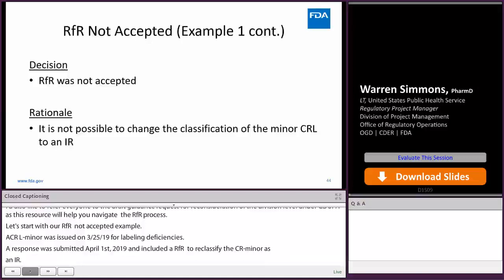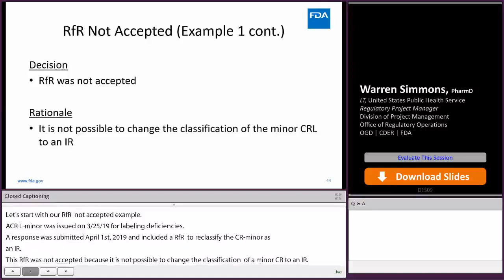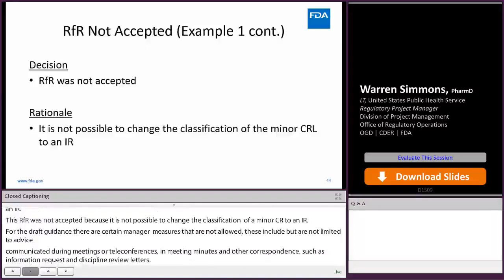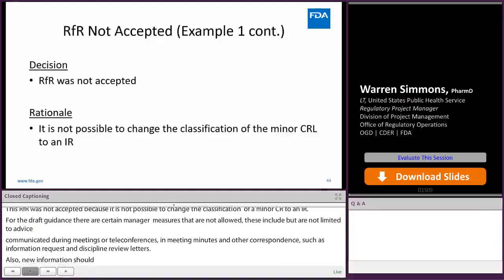These include but are not limited to advice communicated during meetings or teleconferences, in meeting minutes, and in other correspondence such as information requests and discipline review letters. Also, new information should not be submitted as part of an RFR because FDA reconsideration of a decision that has been requested by an applicant must be based on the same information that was relied upon to make the original decision.